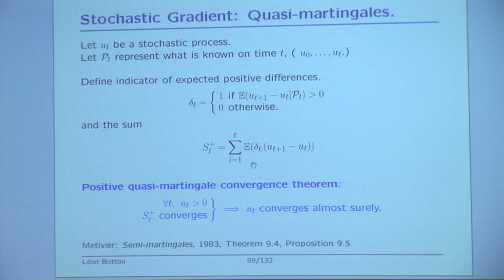That looks a bit contrived, but there is a theorem, the positive quasi-martingale convergence theorem. The quasi-martingale is the way it was called in the French literature in the 80s, and in the English literature it's called a sub-martingale nowadays. Anyway, if u_t is positive and this sum converges, then you can show that u_t converges almost surely. I'm not going to prove this because it is well beyond what can be done in a one-hour lecture. I'm just going to use it.